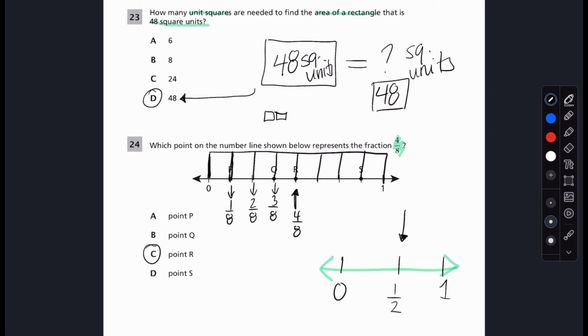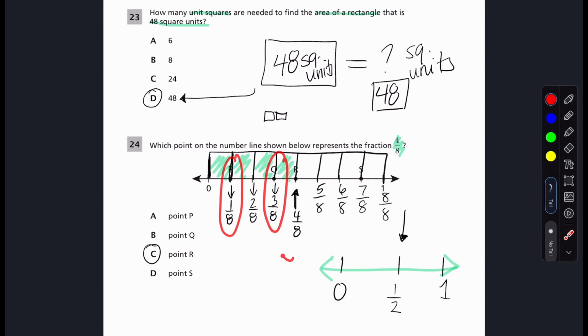Yeah, we were right. R is at 4/8, 5/8. Oops. Oh, 6, 7, 7 eighths, and 1 was at 8/8. So yeah, R was the correct answer. P was at 1/8. Q was at 3/8. Very close. So I can see why some kids pick Q. And S was all the way at 7/8, which is close to 1 whole.